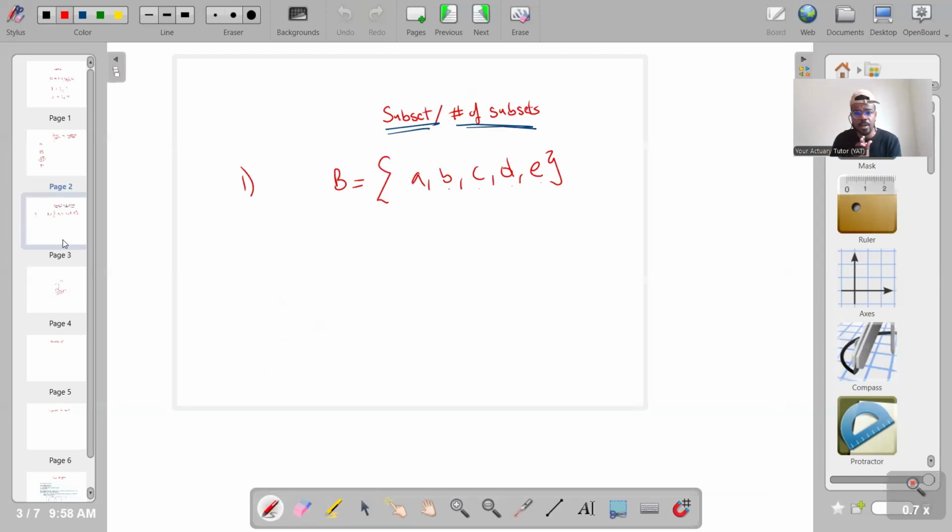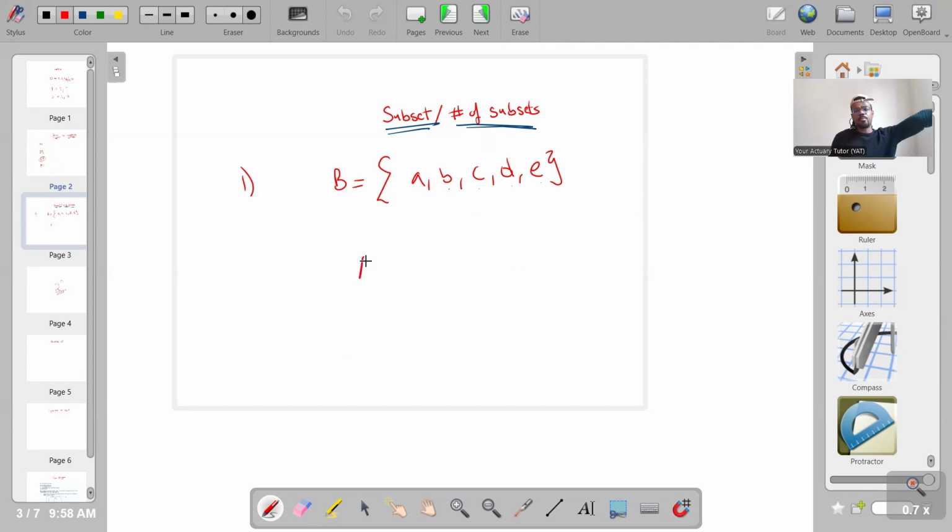Today's video is all about subsets, okay? So I have a set B here. It has A, B, C, D, E, yeah? And what is a subset of that? Think about it as what it will contain. It doesn't have to contain all of the elements here, but it can contain some of them. It's kind of like that, right?